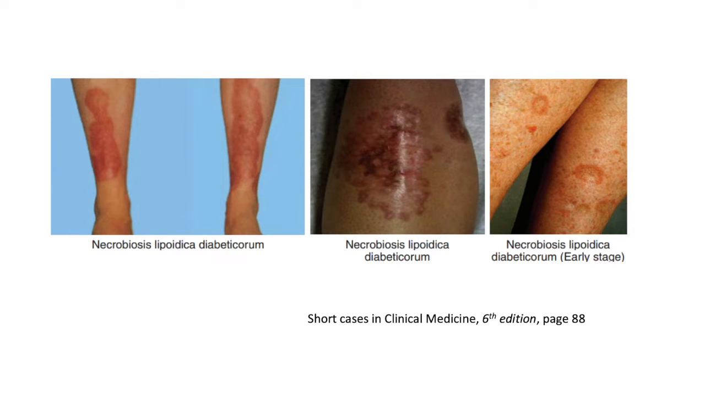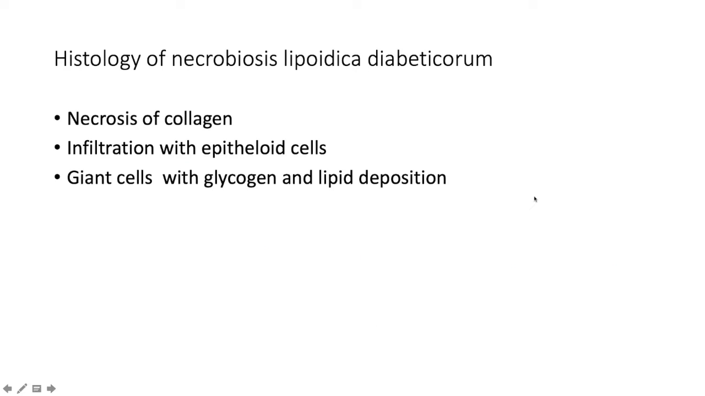Here are some examples, courtesy of short cases in clinical medicine. Thank you so much. So we can see a plaque-like erythematous lesion on the anterior shins with surrounding telangiectasia. Here we see it again, some fibrosis and scarring here. This is the early necrobiosis lipoidica diabeticorum before it reaches the typical plaque-like erythematous stage.